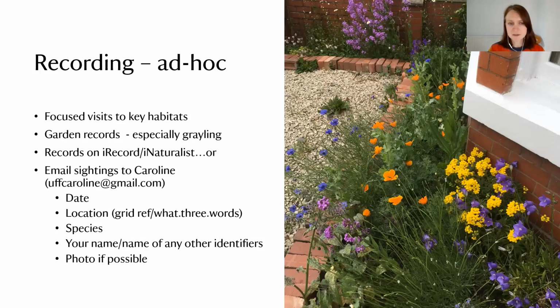Obviously the species that you think it is, and also your name or the name of anyone who was with you and who helped with that species identification. So those 4 pieces of information are vital. They're really the key components of a species record. And without any one of those 4 things, the record becomes much less usable, so much less useful.